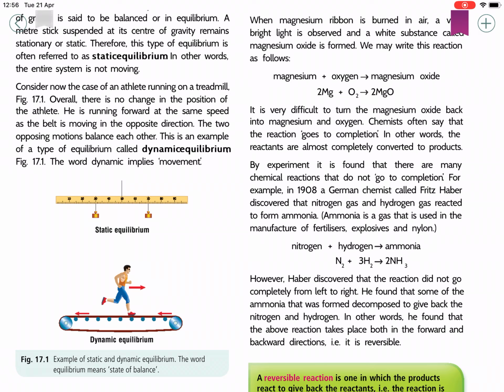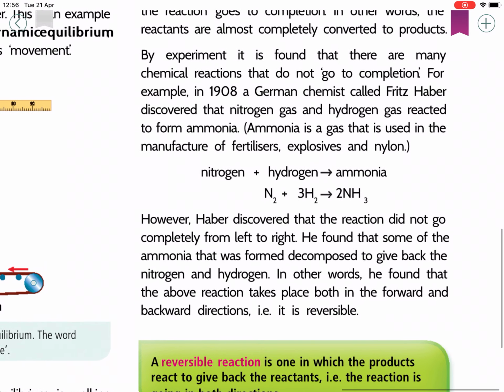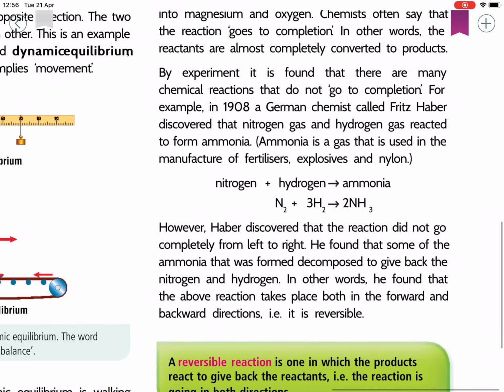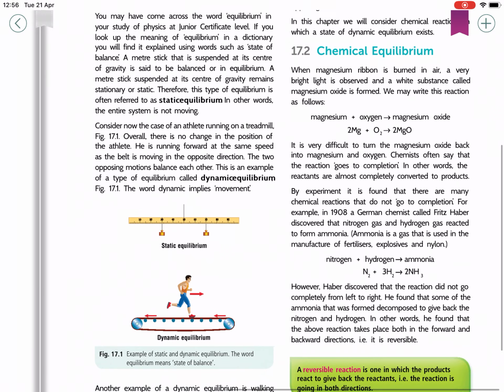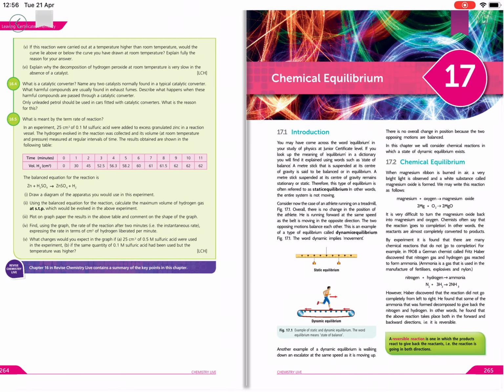You can see it here, especially with this one for ammonia. You can see Haber discovered that the reaction did not go completely from left to right. Some of the ammonia was decomposed to give back nitrogen and hydrogen. So it's back and forward. Okay, so the two things come together to make ammonia, and the ammonia can also decompose or break down to give us nitrogen and hydrogen back. So it's in constant flow of changing back and forward. So that's the general idea of what equilibrium means.